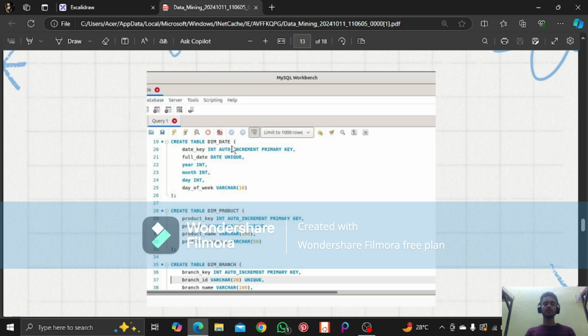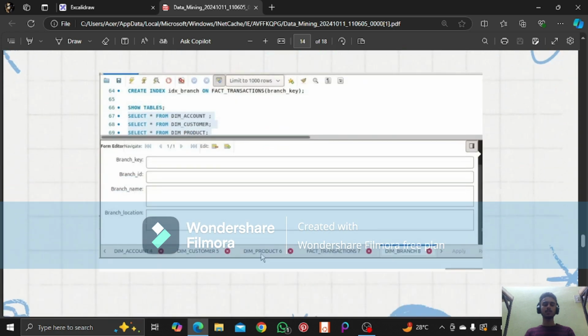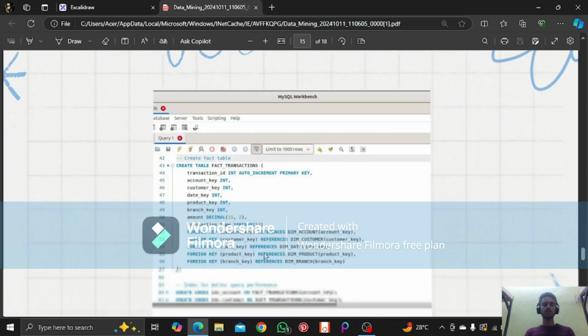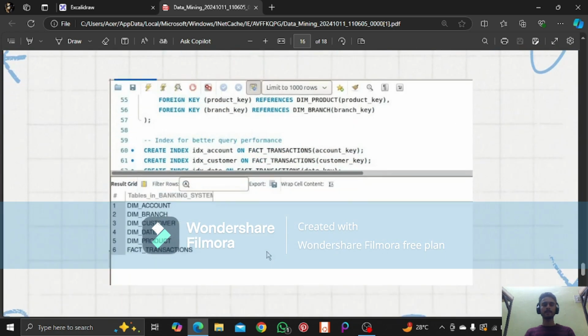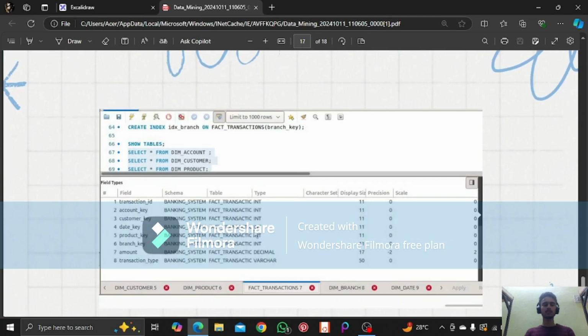First we created the table dim date. We added particular columns into it, and it's similar with the product and branch. And this is the particular output for this. As you can see, transaction ID with the account key, customer key, date key, product key, branch key, amount, transaction type.